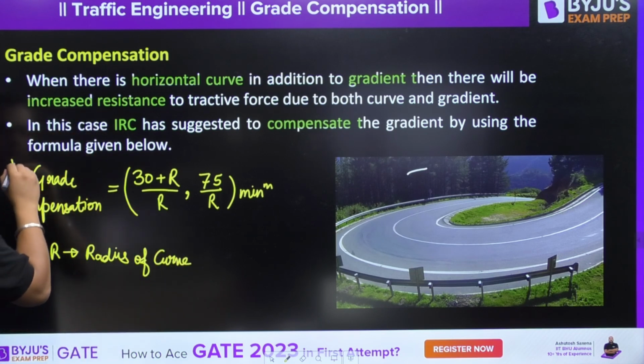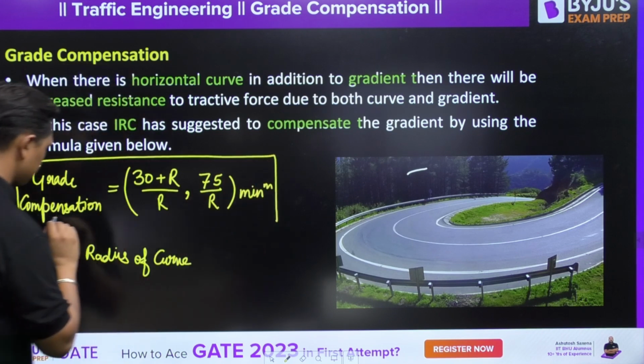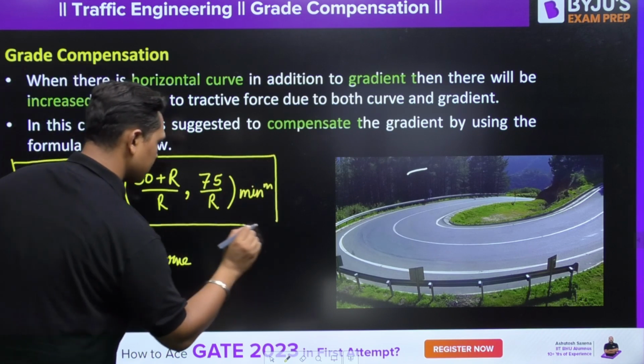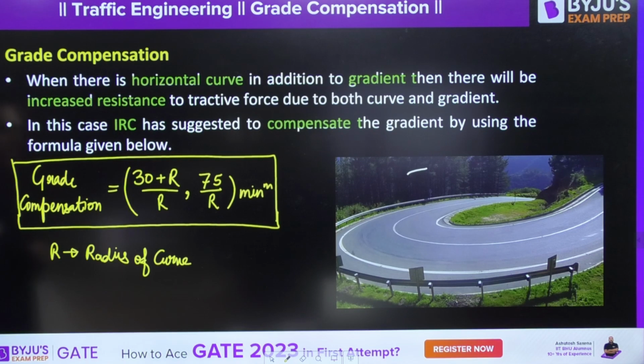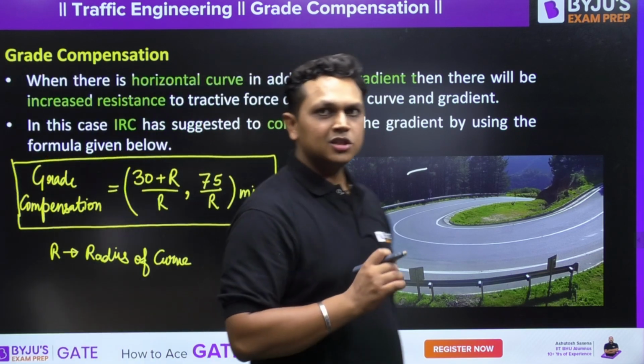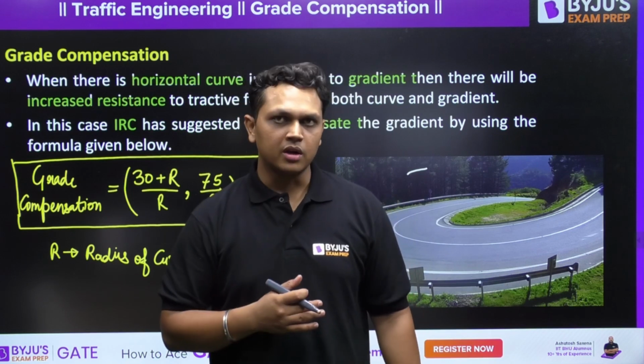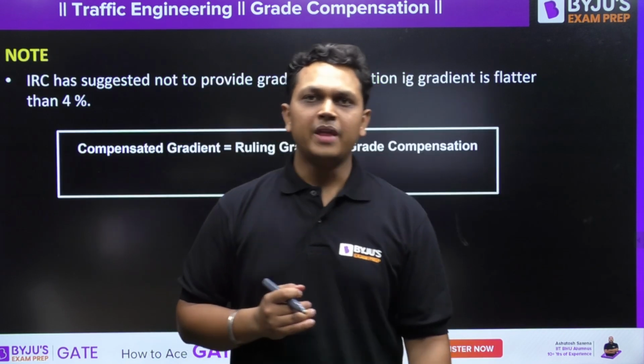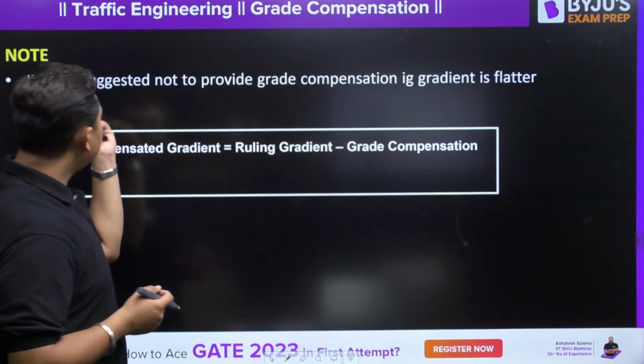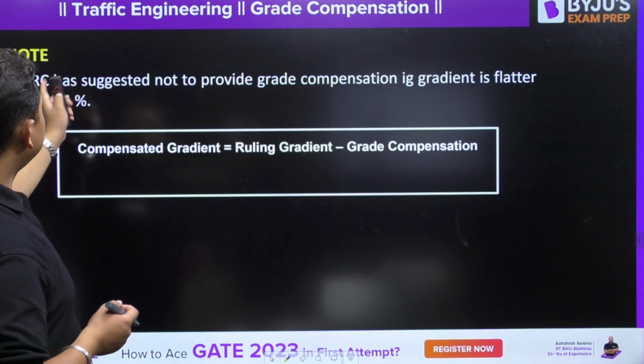Okay, so this is the formula for the grade compensation. By this amount, your grade should be compensated. But there is a very, very important note point over here. What is the note point? That the compensated gradient should not be less than 4%.